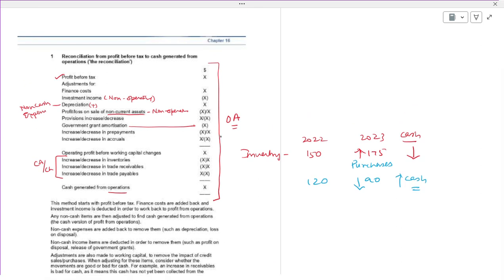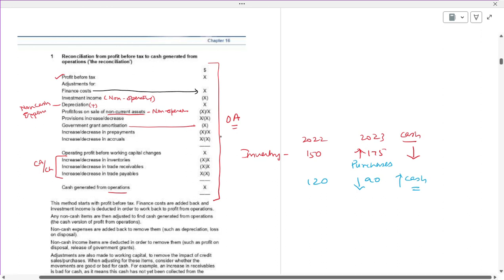Always added. Nothing is there in brackets. Never. But why, doctor? Why will investment income be minus? Why is it this? Investment income should be added, right? Because it is an inflow.